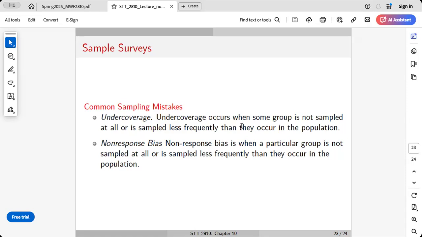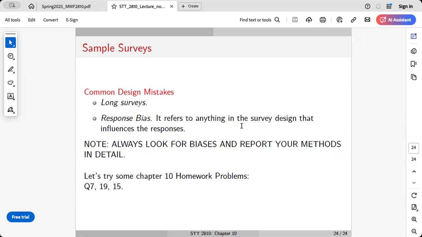And then the last one is non-response bias. Then some of the common sampling design mistakes. Usually when you want to conduct a survey, sometimes you hand out a sheet of paper for the respondents to answer. When your design is very long, it becomes boring and people will choose not to respond. So it's very important that you keep your survey as short as possible. Probably less than 10 questions would be good.